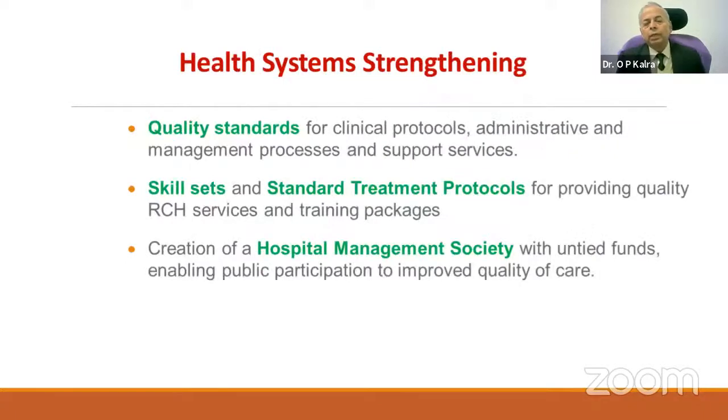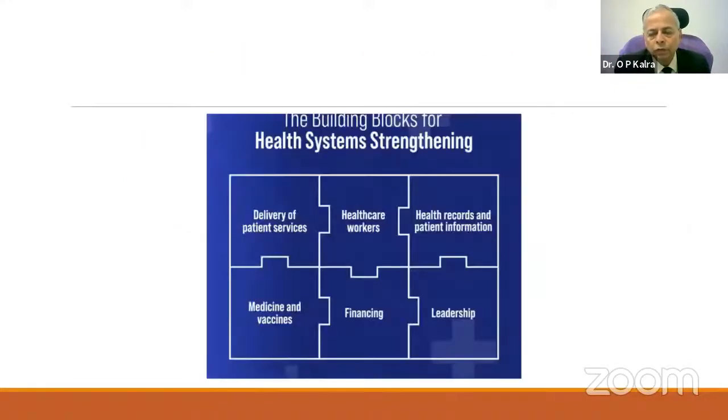So, in addition to providing infrastructural support, the central government also provides various guidelines, SOPs, the clinical practice guidelines from time to time, and various protocols and administrative and management processes, so that these can help various states in implementing the various facets of National Health Mission. In addition to this, they also provide skill sets and training opportunities to the people working in various areas. And of course, one of the important aspects is creation of a hospital management society, or a Rogi Kalyan Samiti, which oversees the functioning of this system.